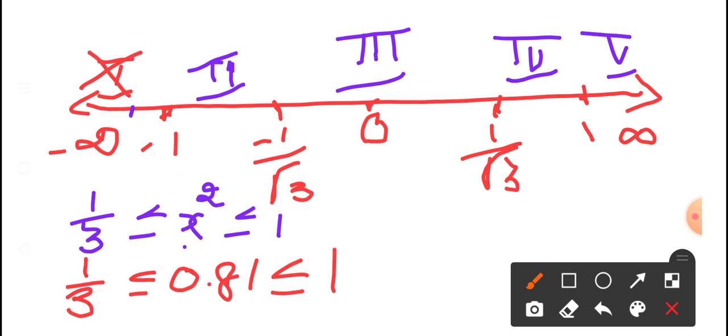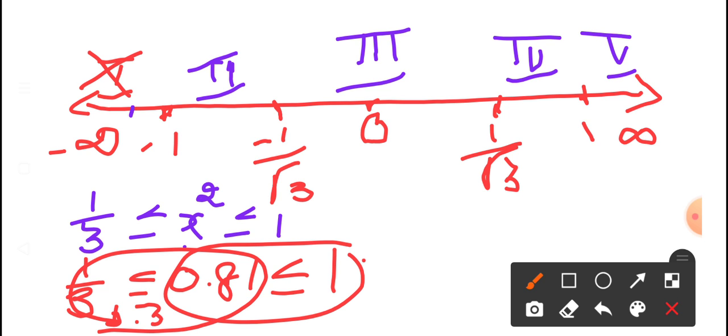Is this possible or not? Listen, 1/3 is 0.33, so this is possible. The first part is possible. And 0.81 ≤ 1 is also possible. So the second interval is possible. This is right.